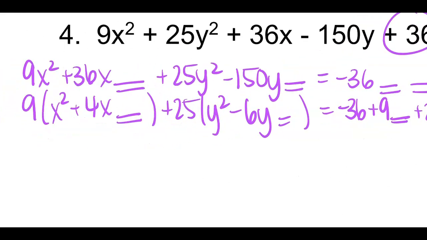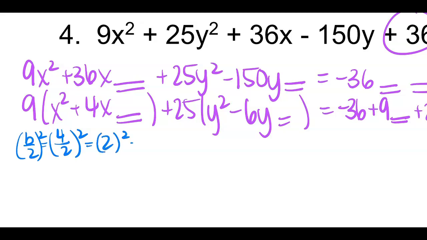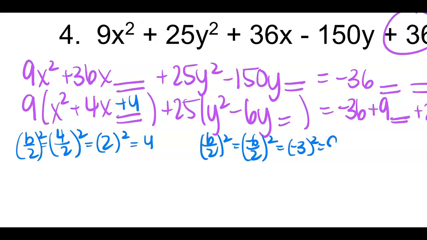All right, so let's see. For the first one, in order to complete the square, we're going to do 4 over 2, and we're going to square it. And if you're like, wait, where's the 4? We're doing b over 2 squared. Okay, well, 4 over 2 is 2, and 2 squared is 4. For the next one, for b over 2 squared, we're going to do negative 6 over 2 squared. Negative 6 over 2 is negative 3, and negative 3 squared is 9.